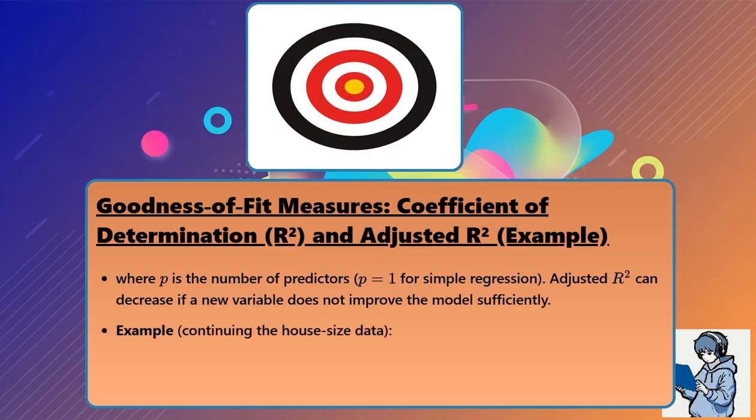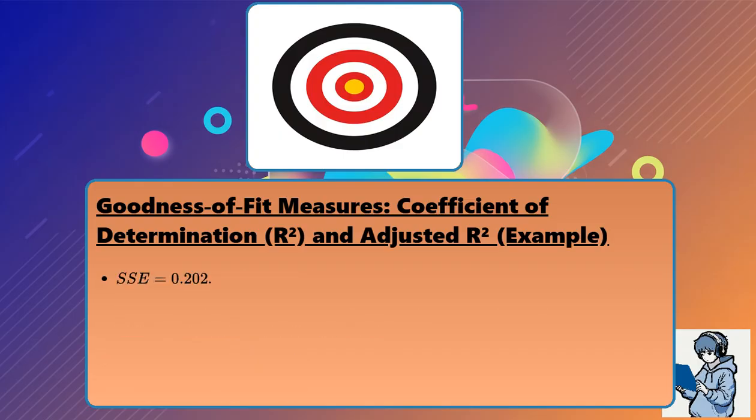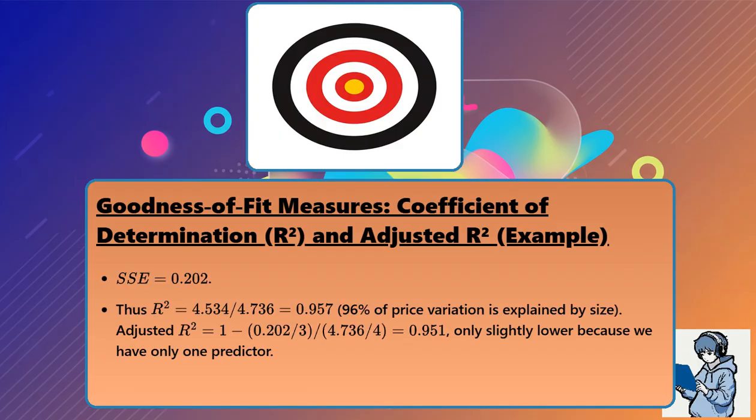Example: continuing the house size data. SST, the sum of (y_i minus y bar) squared, equals 4.736. SSR, the sum of (y hat_i minus y bar) squared, equals 4.534. SSE equals 0.202. Thus R squared equals 4.534 divided by 4.736, which equals 0.957. 96% of price variation is explained by size.